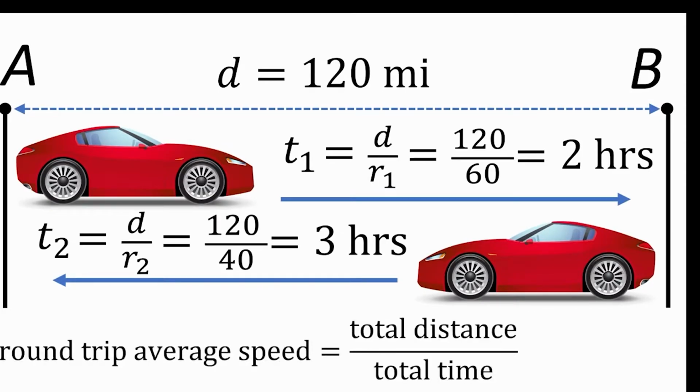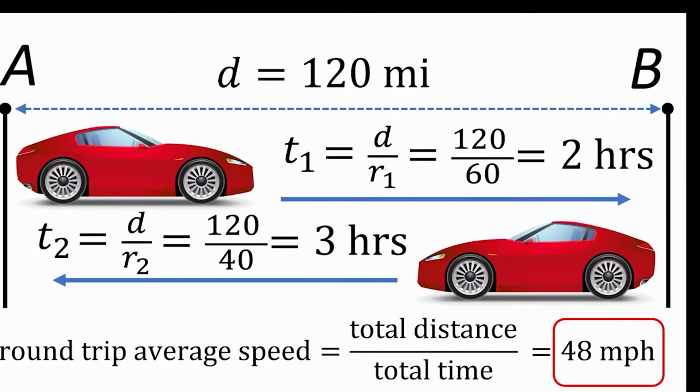Our round-trip average speed will be the total distance divided by the total time, which is 240 over 5. And that gets us 48 miles per hour, not 50. The reason is simple. 50 miles per hour would be the correct answer if the car spent an equal amount of time going at 60 miles per hour and at 40 miles per hour. However, we know that more time was taken going at the slower speed, which in turn brings the average below 50.